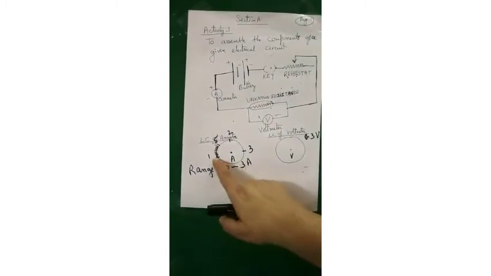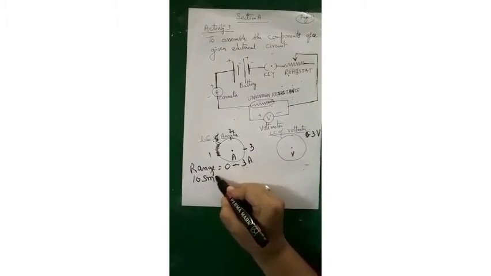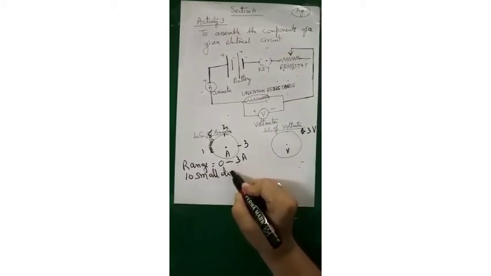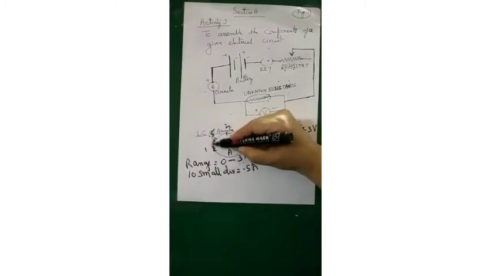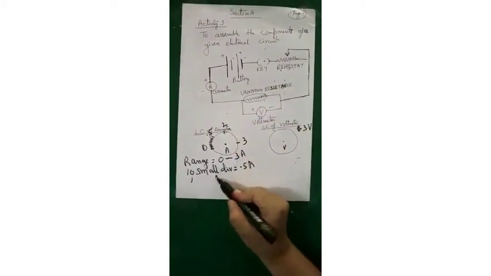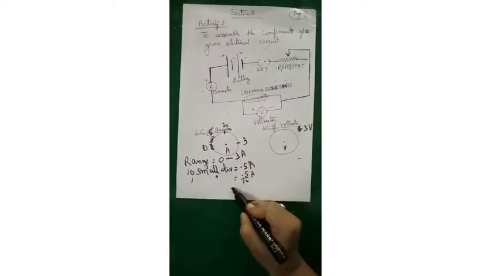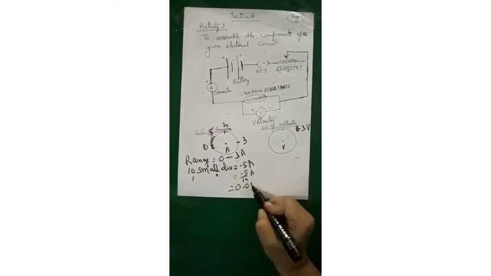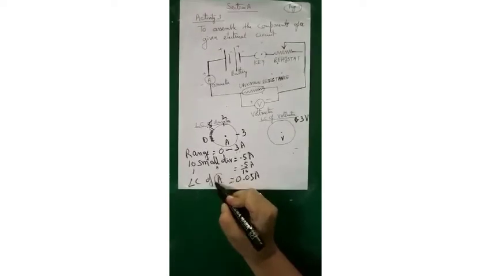Now what is least count? Least count means the smallest division of any device which it measures. So I am finding the least count: 10 small divisions are equal to 0.5 ampere. So one small division will be 0.5 by 10 amperes, that is 0.05 ampere. So this is the least count of the ammeter.